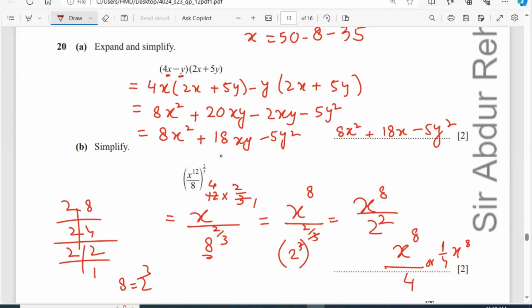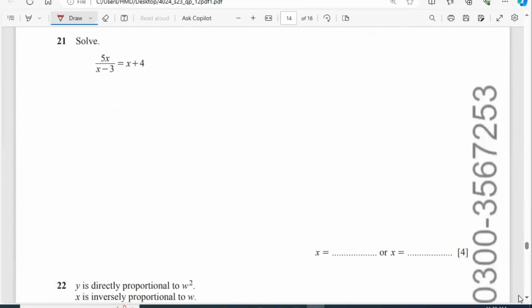Now question number 21. In question number 21, solve 5x over x minus 3 equals x plus 4. So the technique is: 5x over x minus 3 is a fraction, x plus 4 over 1 is also a fraction. Then cross multiply. So 5x over x minus 3 is equal to x plus 4 over 1.